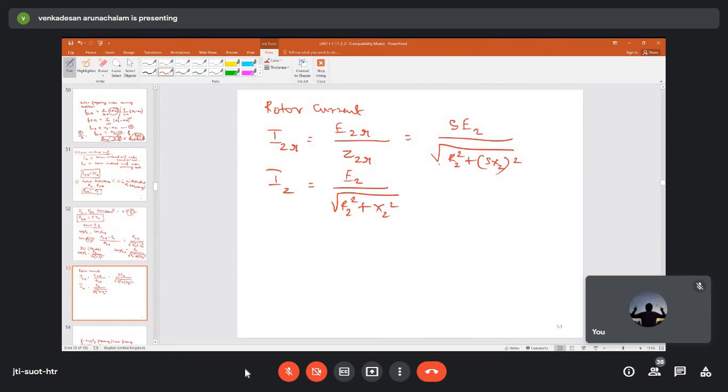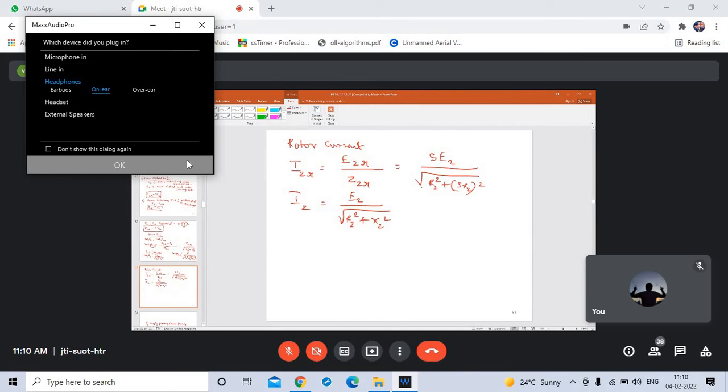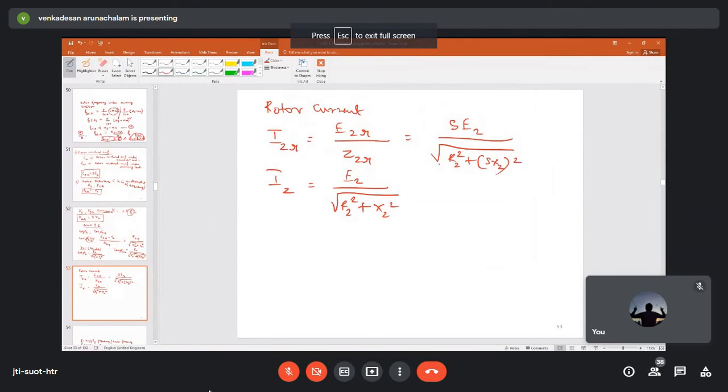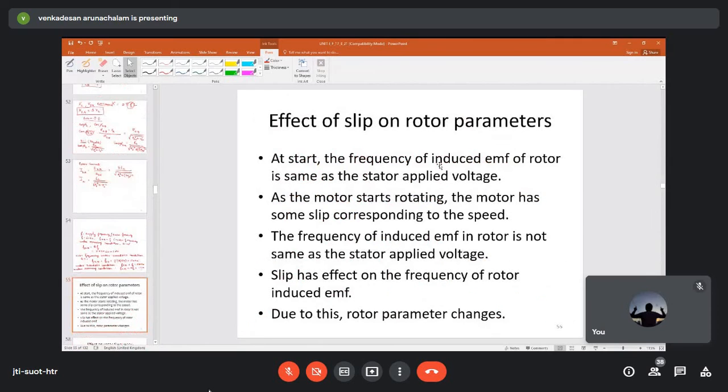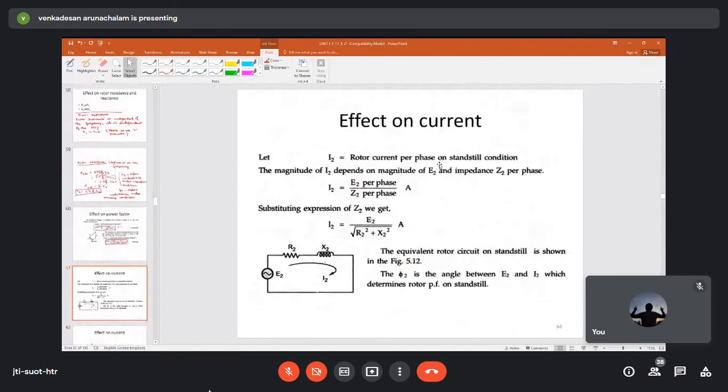So what ultimately we need to understand is that during the running condition, the rotor parameter is getting affected by slip because of the frequency only. And rotor resistance alone remains the same because it is independent of frequency. So this we need to understand, right? All these things I have discussed.